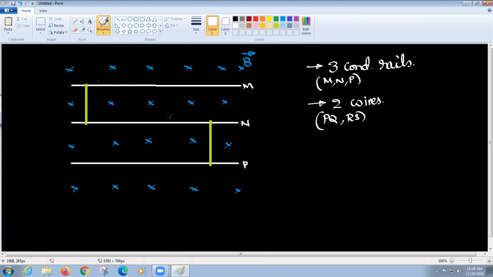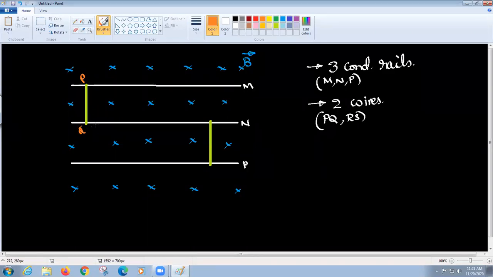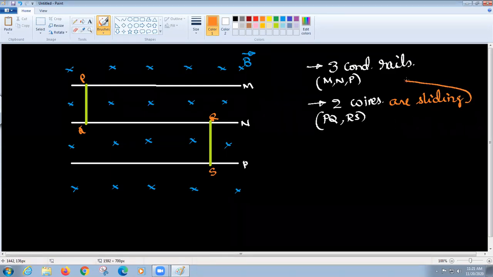This is P, this is Q. I am just labeling them. So I have 2 wires like this. Now these 2 wires are sliding on these 3 conducting rails.